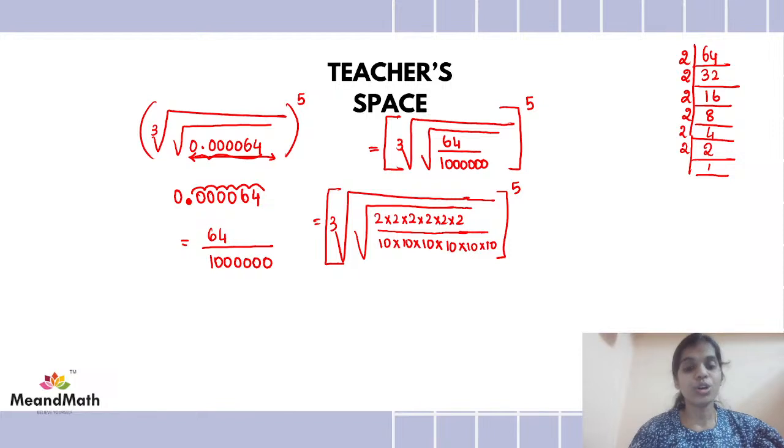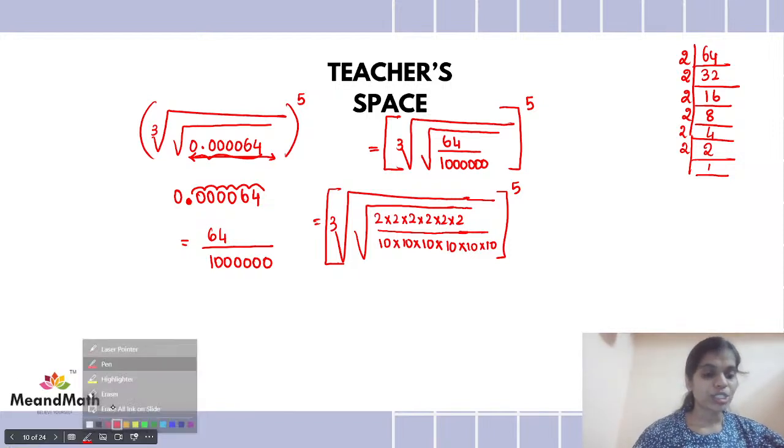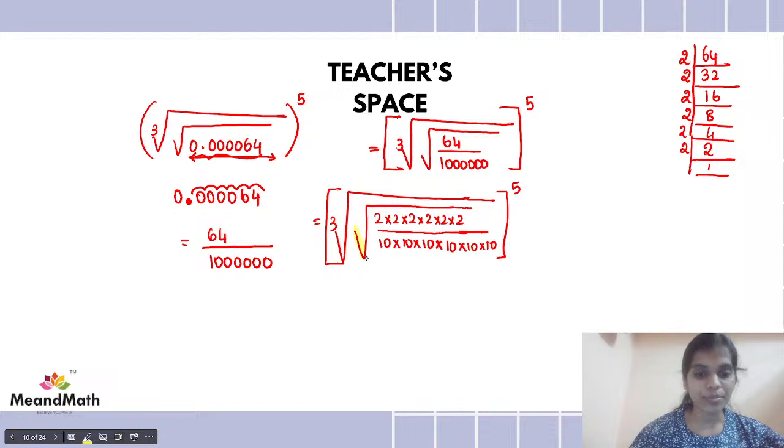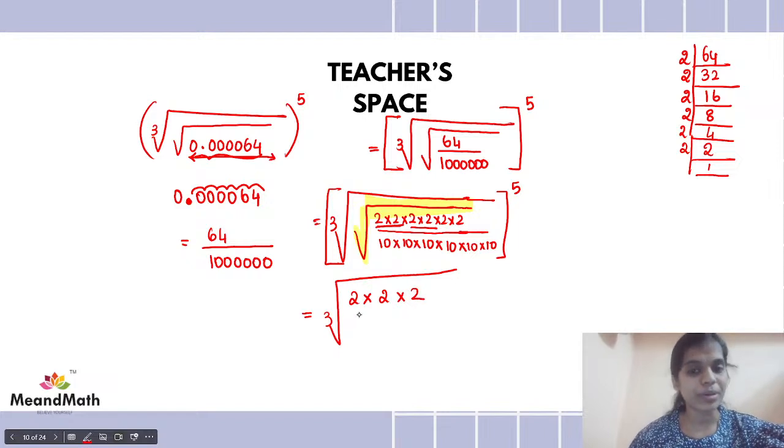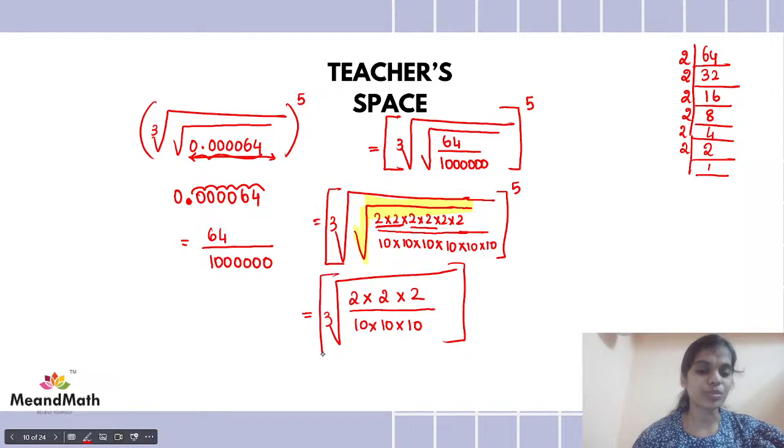Okay? So, what does the square root say? Square root says for two same numbers. If there is no number written on the root, that is a square root. For two same numbers, we can take one number out of the square root. If I take it like that, the cube root will remain as it is. For 2 2's, 1 2. Again for 2 2's, 1 2. Again for 2 2's, 1 2. Divided by 10 into 10 into 10. Now see, our square root got removed.